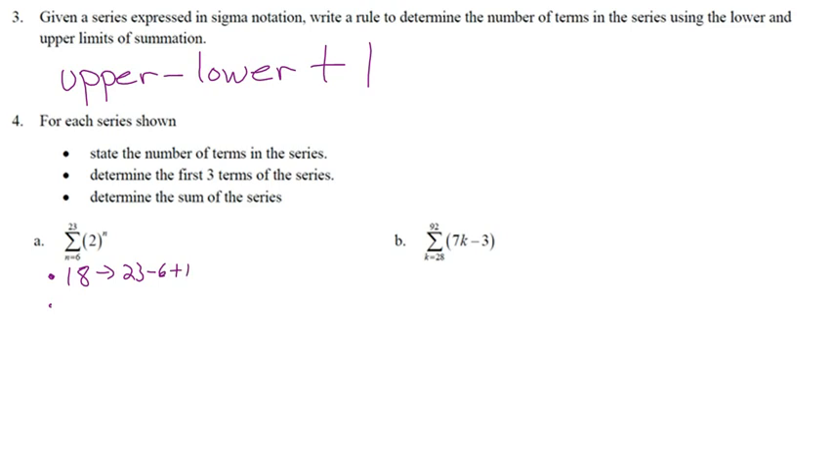Okay, determine the first 3 terms of the series. What's the first term? So let's go 2 to the 6th plus 2 to the 7th plus 2 to the 8th. That would be the determined part, right? I'm showing work. Yes? Why did you plus 1?